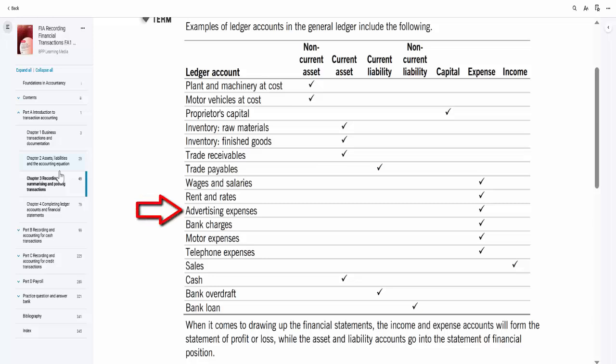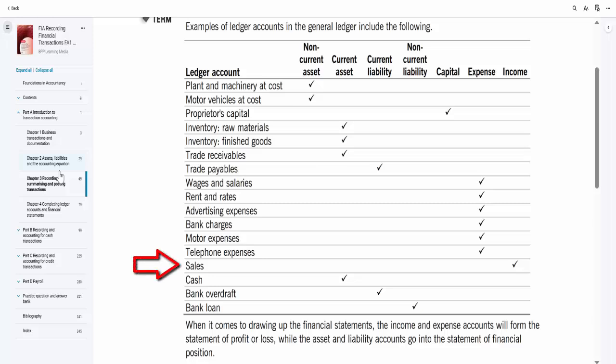10. Advertising expenses, money spent on promoting the business to attract customers, another example of an expense. 11. Bank charges, fees paid to the bank for account services like processing transactions or overdrafts, classified as an expense. 12. Motor expenses, costs for running business vehicles like fuel or repairs, recorded as an expense. 13. Telephone expenses, costs for phone services used in the business.